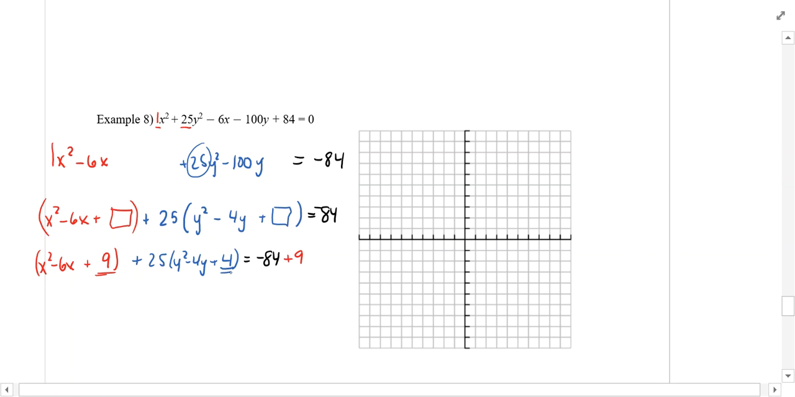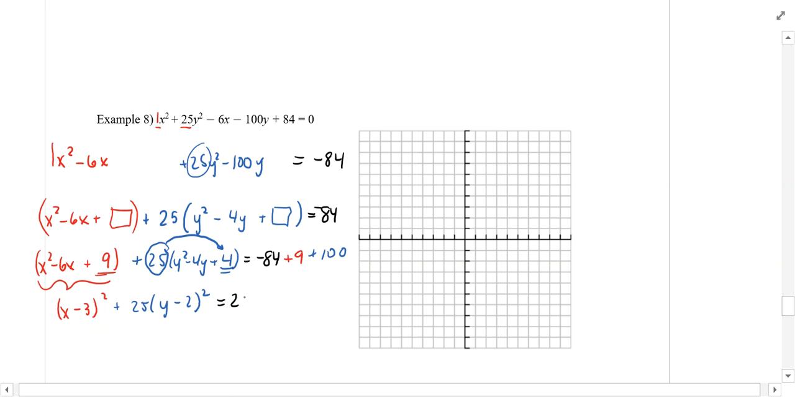Now, I have a 4 inside my parentheses, but it's not actually a 4. This is the biggest mistake people make on these. Well, it's either this or forgetting to add to the other side altogether. It's 25 times 4. 25 times 4 is 100. And that's how much I'm going to add to the other side there. I factor each piece. x minus 3 squared, and then 25 times y minus 2 squared, and combine on that other side.